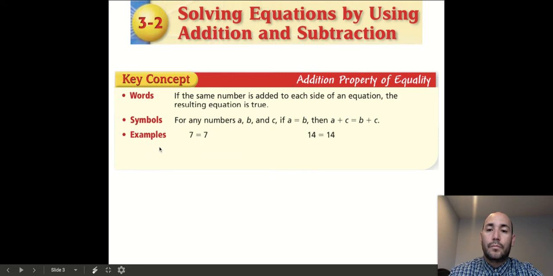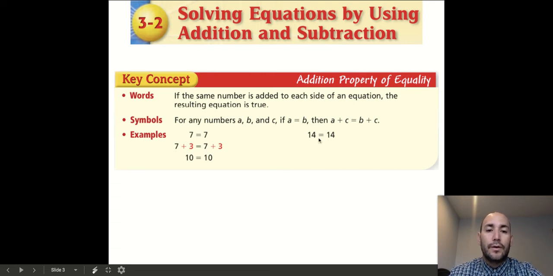So here are some examples. Here I have 7 equals 7, which most people would tell me is pretty easy. I know that 7 equals 7. And if I were to add 3 to both sides of the equation, the left side and the right side, I know 7 plus 3 is 10. So this side would have 10 and this side would have 10. Again, leaving me with an equation that is still equal, right? Both the left and the right side are still equal.